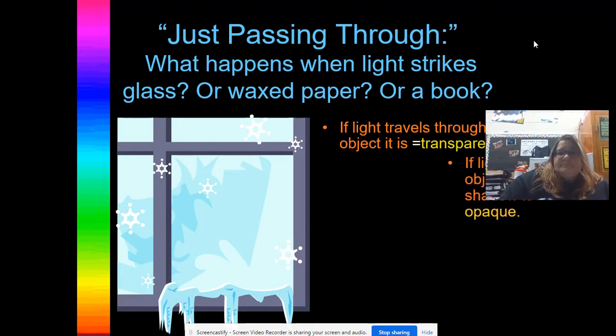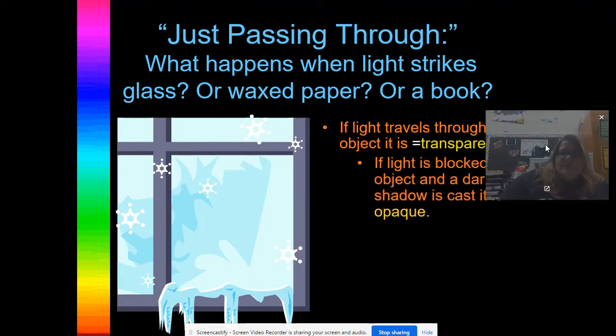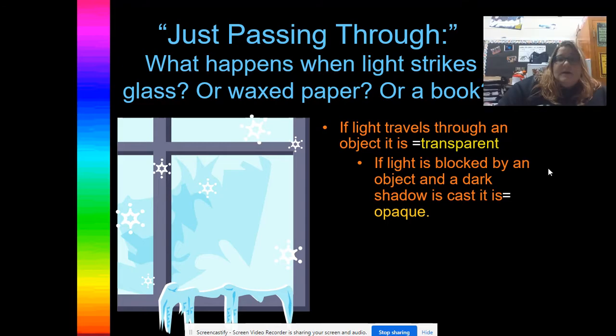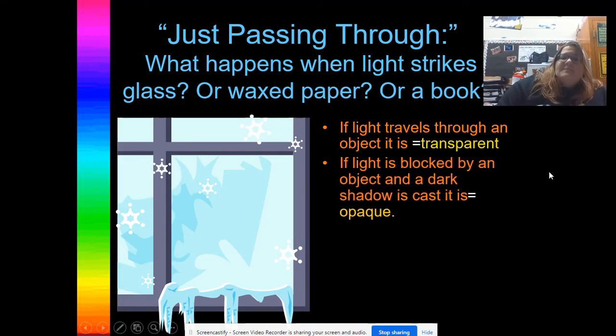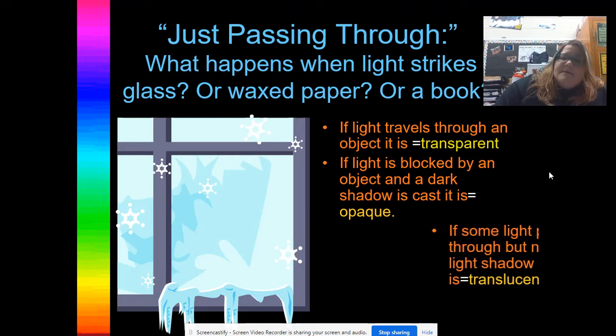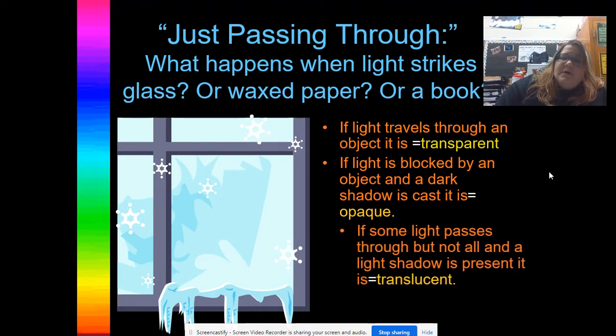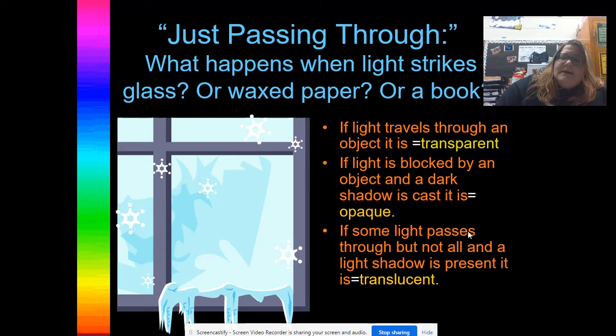If light travels through an object, it is transparent. If light is blocked by an object or a dark shadow is cast, it's opaque. If some light passes through it, and a light shadow is present, but not all, it is translucent. So like wax paper, you can see through it, but you can't go through it. Glass goes through it clearly. Book, can't see through it at all, opaque.